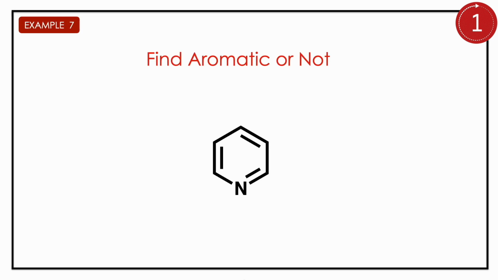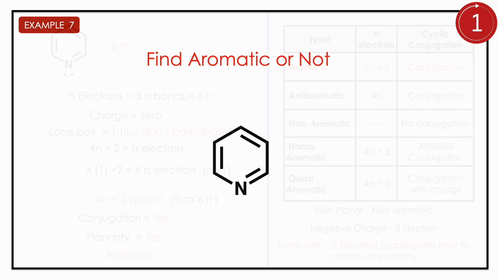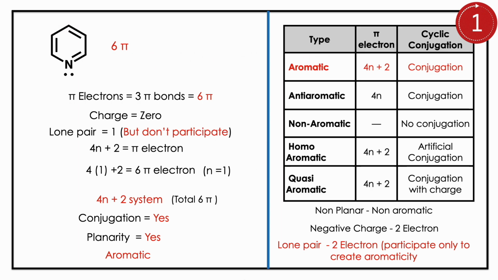Then the next example, you have pyridine. You should find whether pyridine is aromatic or not. Here pyridine is the nitrogen analog of benzene. So nitrogen in the benzene. Pyridine has one nitrogen which has one lone pair, but the lone pair doesn't participate. Why? Because the system is already aromatic, so lone pair participation is not required. Lone pair only participates if it is necessary to create the aromaticity.